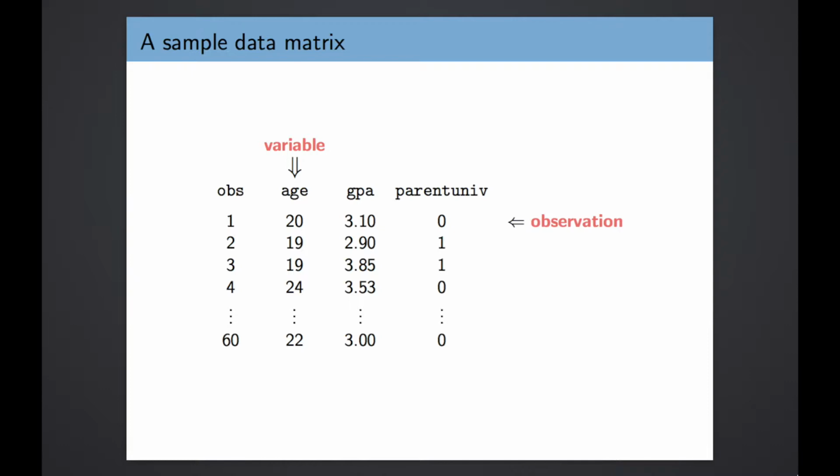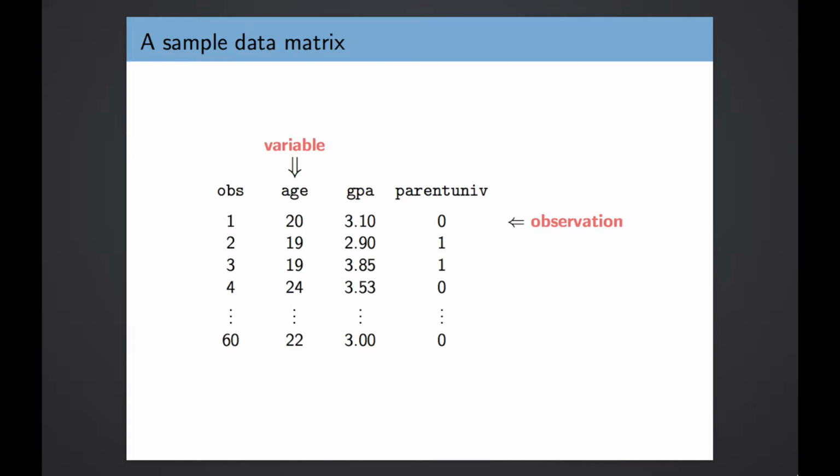So let's go through a couple of these observations. Student 1, observation 1, is 20 years old. The student's GPA is 3.10, and the parent univ variable is 0, which tells me that neither of the student's parents has a college degree. Student 2 is 19 years old. That student's GPA is 2.90, and at least one of that student's parents did get a college degree.